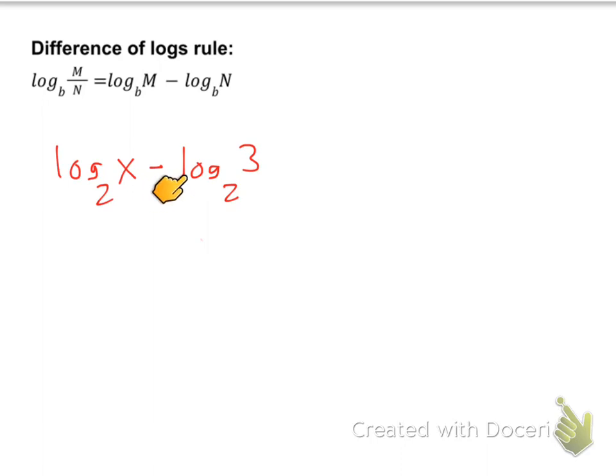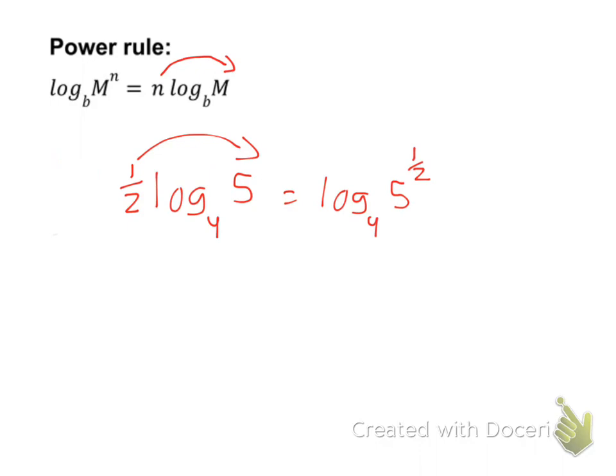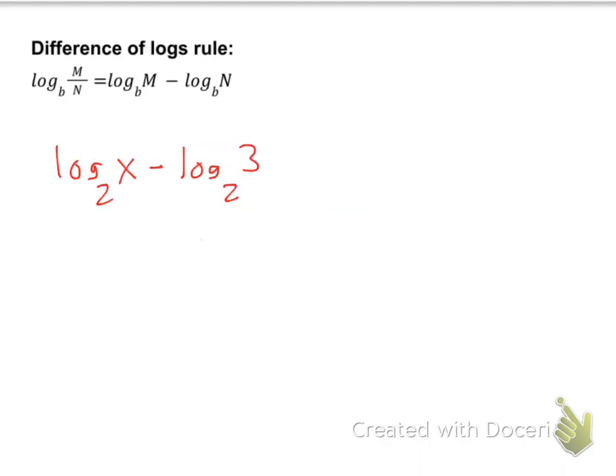Here, it's a minus a log base 2 of 3. There's really a minus 1 here. And so technically, if I want to apply the power rule, there would be a 1 here and a 1 there. We would then bring up the 1, bring up the negative 1. I am not going to do that. I think that's kind of ridiculous.